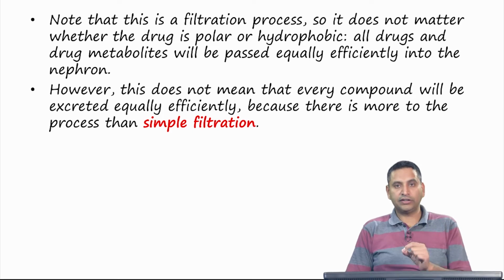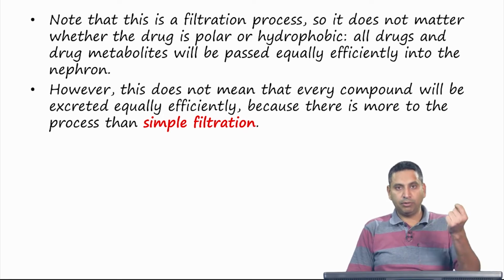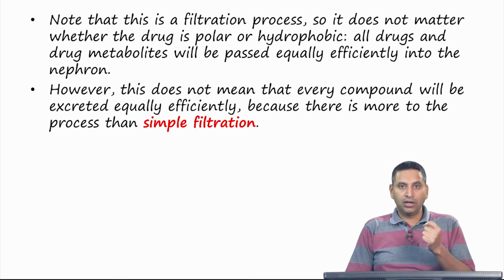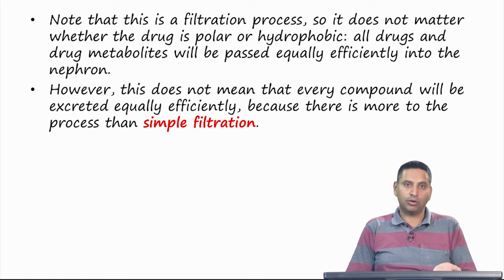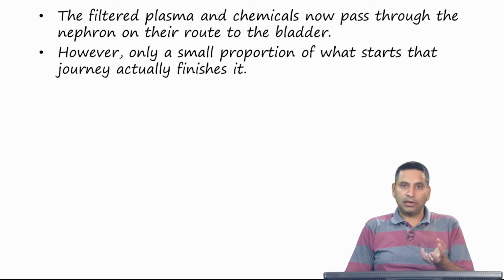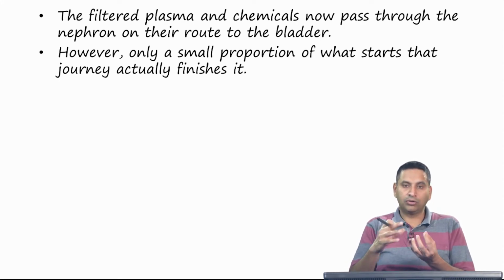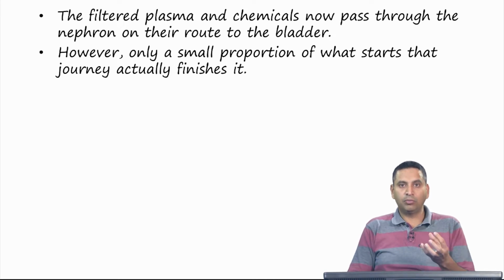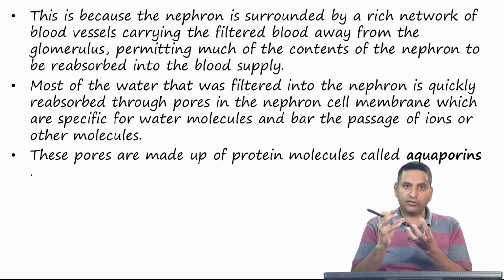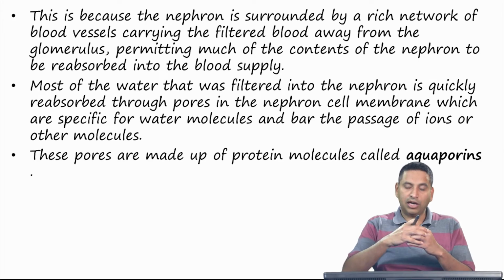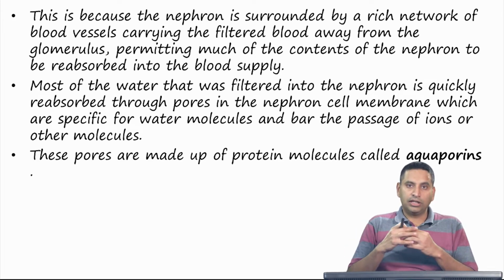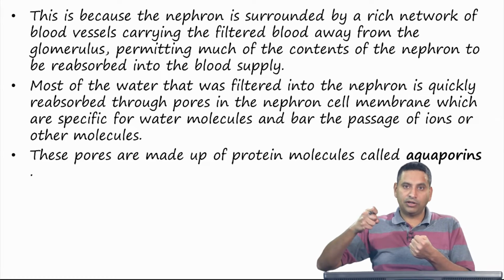Here it really does not matter whether the drug is polar or hydrophobic, and all drugs and drug metabolites will be passed equally efficiently into the nephron. However, this does not mean that every compound will be excreted with equal efficiency, because there is more than a simple filtration process involved. The filtered plasma and chemicals now pass through the nephron on their route to the bladder. However, only a small portion of what starts the journey finishes it. This is because the nephron is surrounded by a rich network of blood vessels carrying the filtered blood away from the glomerulus. Therefore, the contents of the nephron can be reabsorbed into the blood supply.